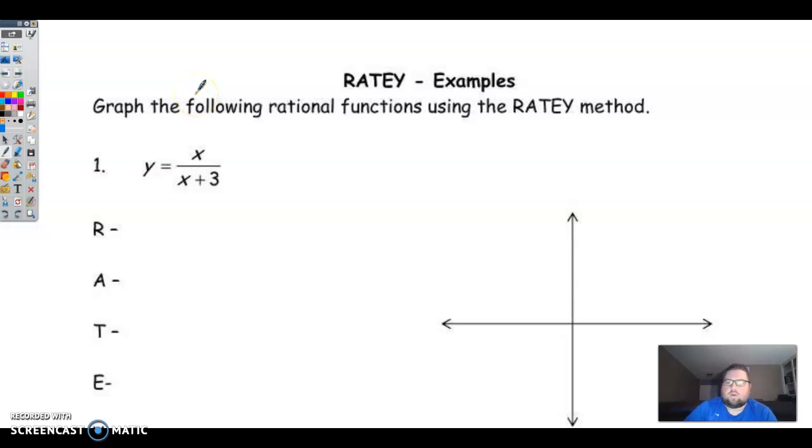Last lesson, we learned how to graph using transformations, and that works great when the functions are written in a specific way that lends itself to that.